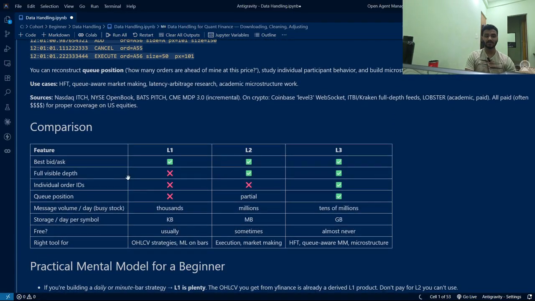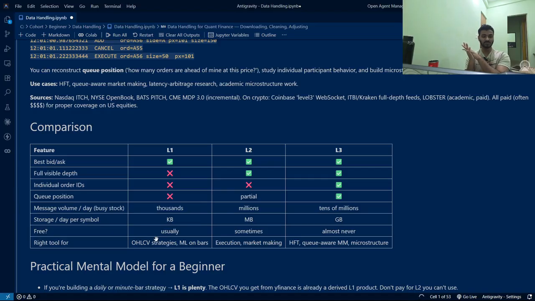In the comparison, you've got your best bid and ask in L1, L2, and L3; full visible depth in L2 and L3; individual orders only in L3; queue position partial in L2 and fully in L3. A single day of data for one single stock in L1 can take only KBs of your space. L2 might take MBs, but L3 will take GBs of your storage. Then thousands, millions, tens of millions.